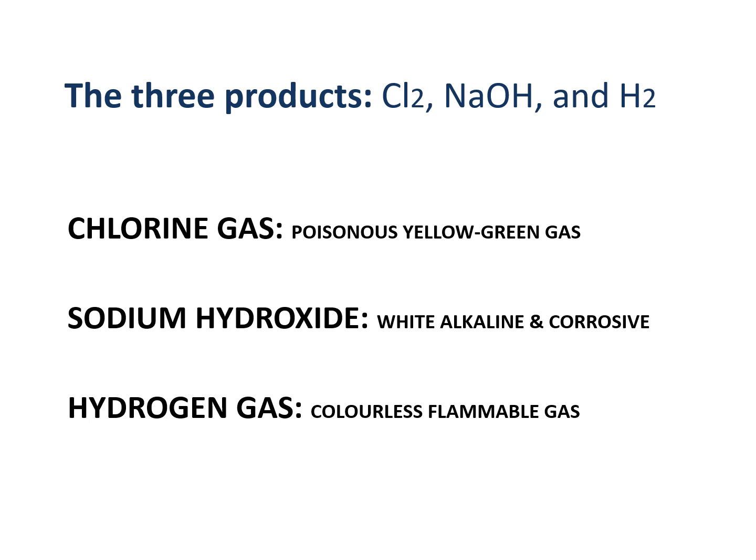You must also know the characteristics of the 3 products, chlorine gas, sodium hydroxide and hydrogen gas, that are produced. Chlorine gas is a poisonous yellow-green gas. Sodium hydroxide is a white alkaline solid and it is very corrosive. And hydrogen gas is a colorless, flammable and also explosive gas.